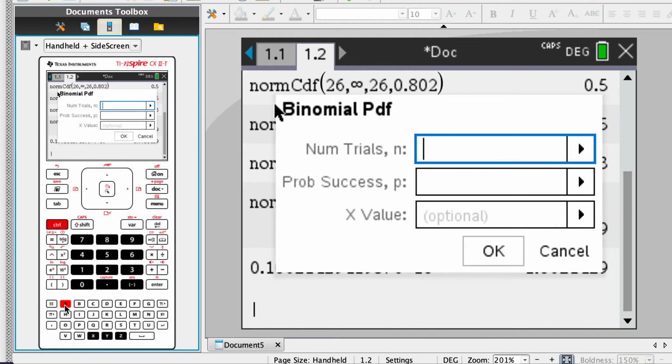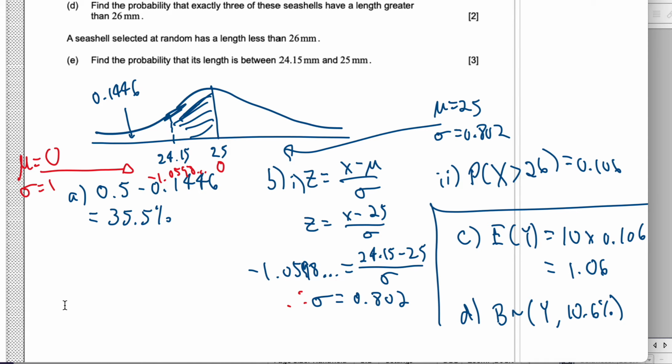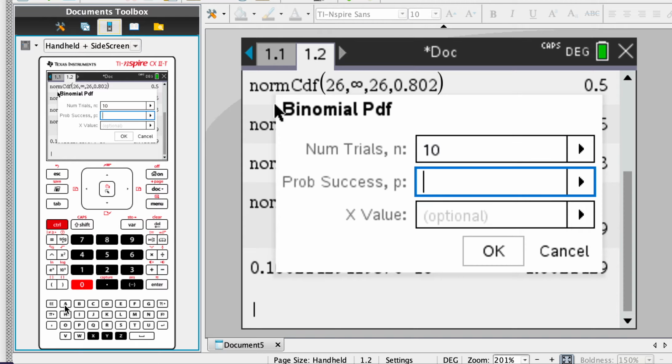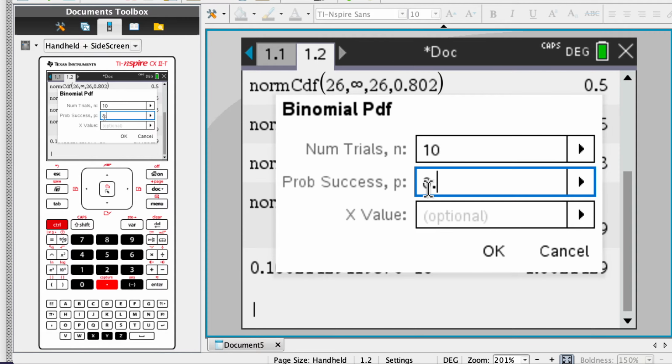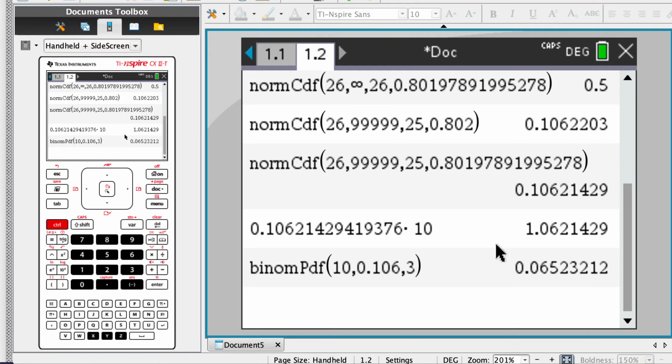Okay, number of trials. I'm already forgetting, there was what? Out of 10 of them, yes, 10. And probability is, did I copy and paste it? No, it's not there. Okay, so 0.106. Ideally you have a few more digits there, and we want it to be successful 3 times. So this should be it.